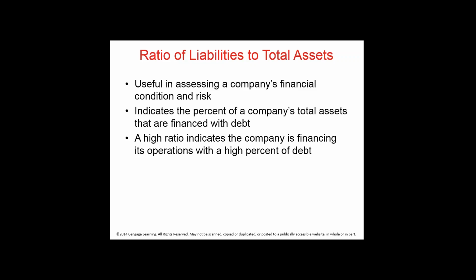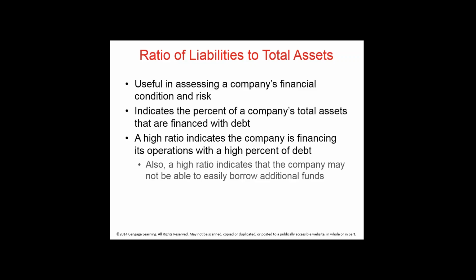If the ratio is high, then the company is probably financing its operations with mostly debt. That's called a highly leveraged company, meaning everything they own would have to be sold to pay off the debt. And if that ratio is high, they're probably not going to be able to borrow additional funds. This is the formula. Total liabilities divided by total assets.